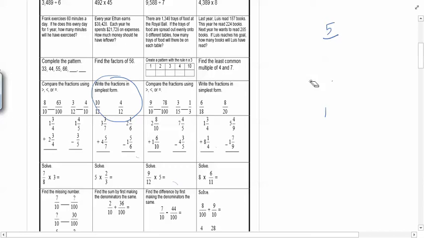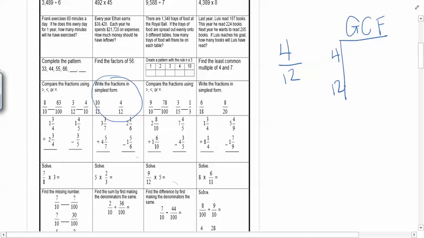Now let's look at 4 twelfths. You do the same thing, find your greatest common factor. Let's see, 1 times 4 and 2 times 2. Here we have 1 times 12, 3 times 4, 2 times 6. Those all multiplied to give us 12. And the biggest number they share in common is 4.